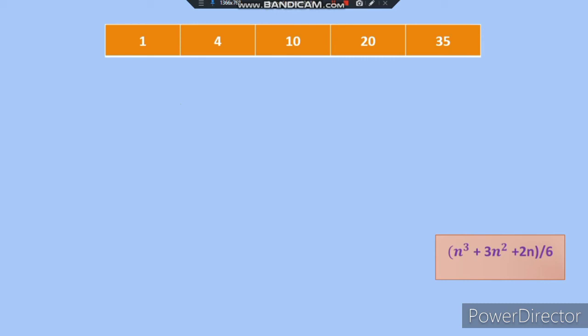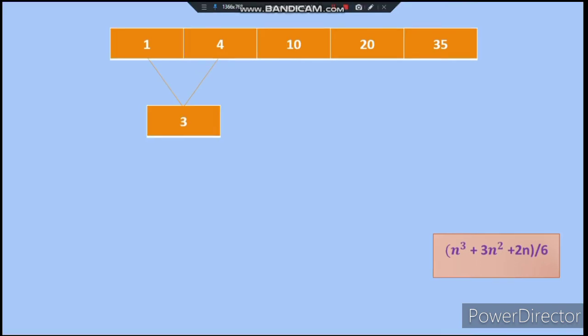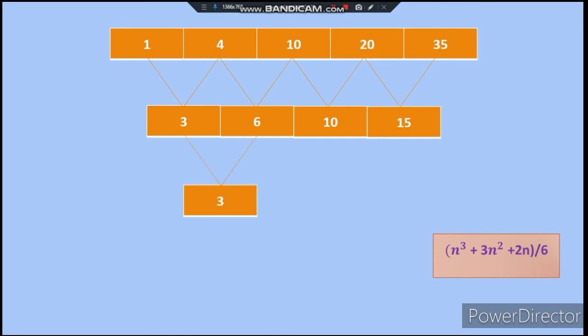So, 4 minus 1 is equal to 3. 10 minus 4 is equal to 6. 20 minus 10 is equal to 10. 35 minus 20 is equal to 15. So, since we still haven't gotten the same answer, we subtract them again. So, 6 minus 3 is equal to 3. 10 minus 6 is equal to 4. 15 minus 10 is equal to 5.